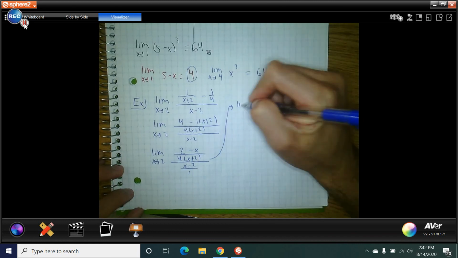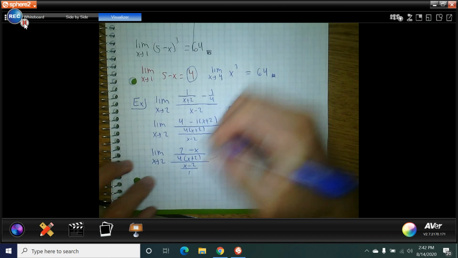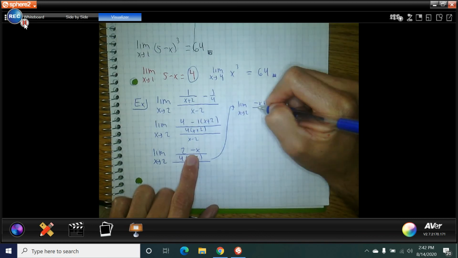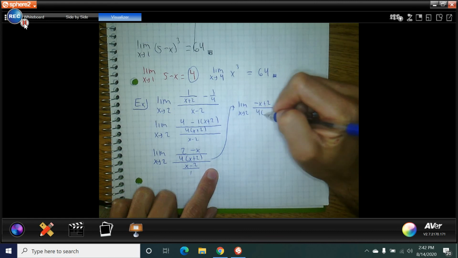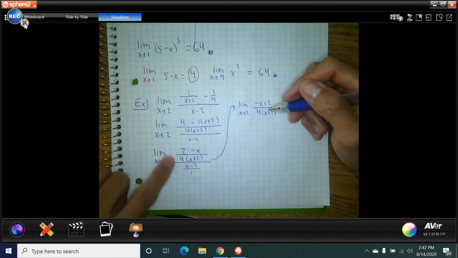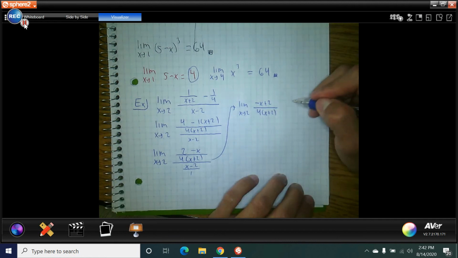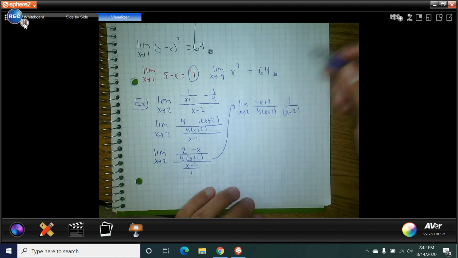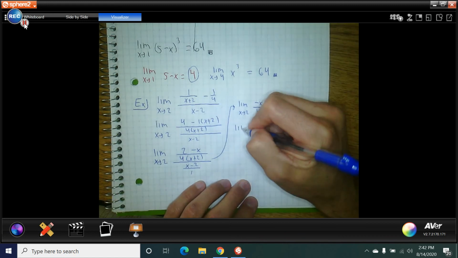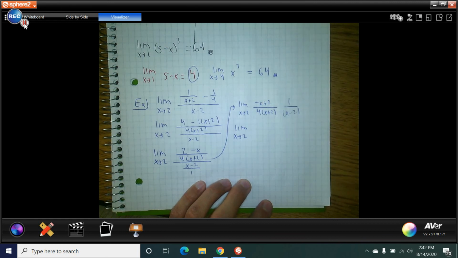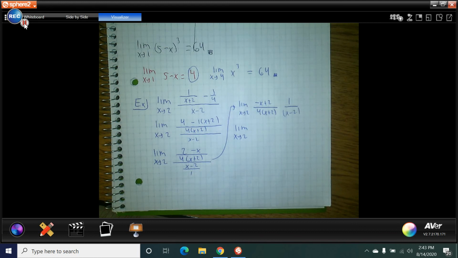So I'm going to say the limit as x approaches 2. I'm going to leave that top alone. So that's technically saying negative x plus 2 divided by 4 times x plus 2. And that's like multiplying. Remember, when you're dividing fractions, you multiply by the reciprocal, which in this case would be 1 over x minus 2. Right? So if I do so, I get the following. That times that is just itself. And then that times that, I don't really want to multiply.